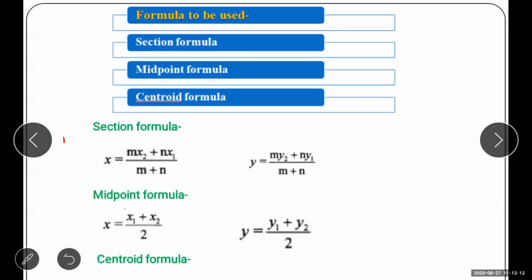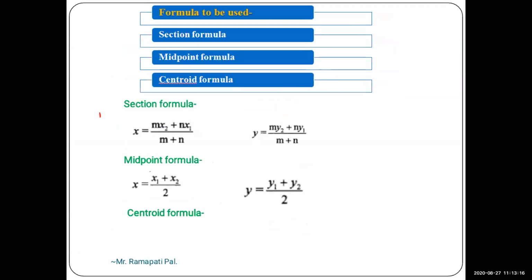So x is equal to x1 plus x2 plus x3 upon 3, and y is equal to y1 plus y2 plus y3 upon 3. That is the centroid formula. Is it clear? So you are ready to come with me to solve exercise 5.2. Very simple, correct? We have seen the section formula, midpoint formula, and the centroid formula. Any doubt regarding these formulas? Sure?